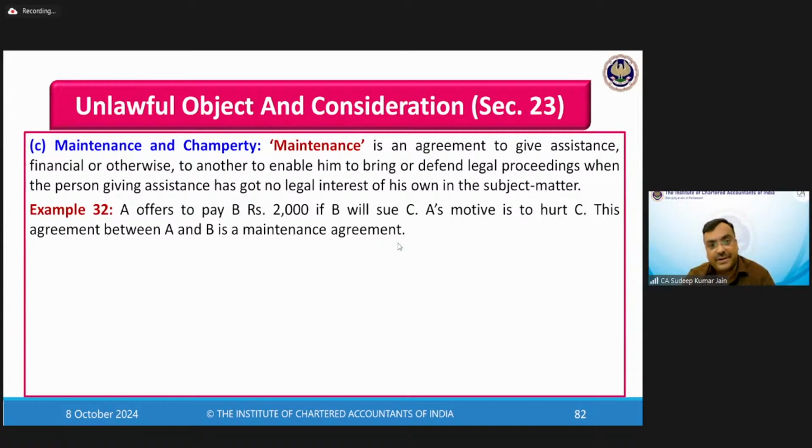This contract is void. But with this contract, one additional line is added. A asks B, please file a fake suit against C. I will maintain all the expenses, maintenance. And if you get any compensation from C, I will share it. Then it is the case of champerty.